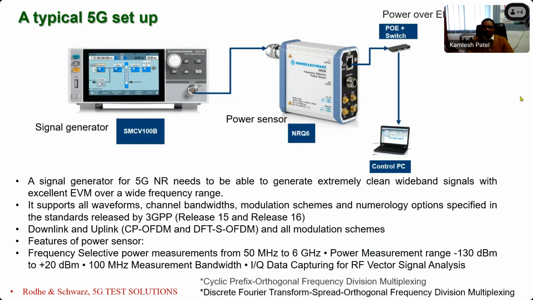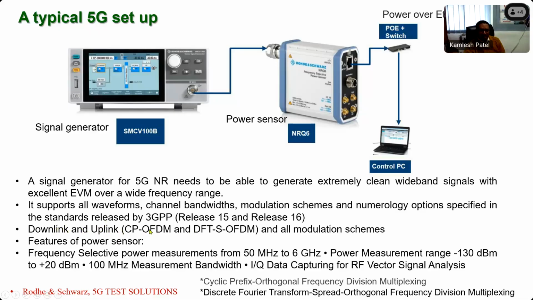So a typical 5G setup will involve a function generator, a signal generator, and a power sensor. The signal generator will generate various frequencies as well as different modulations. For the downlink and the uplink, we can have different modulation techniques. For example, for the downlink we have CP/OFDM, that is cyclic prefix orthogonal frequency division multiplexing, and for the uplink a different modulation technique is used. Since the frequencies of these two are different, they may create interference between them, so different modulation techniques are applied.